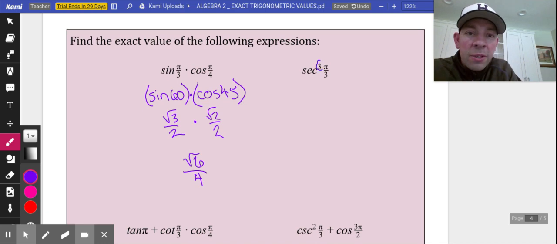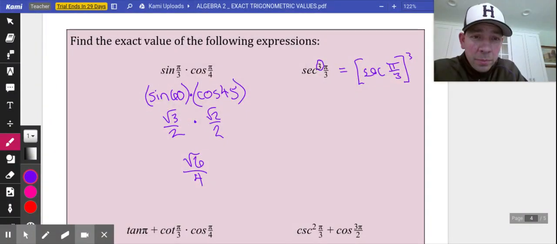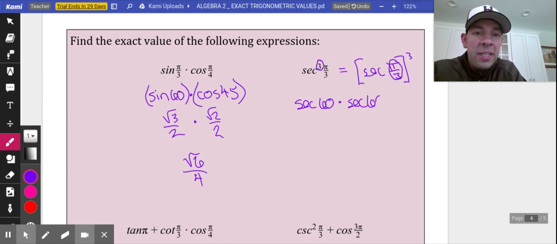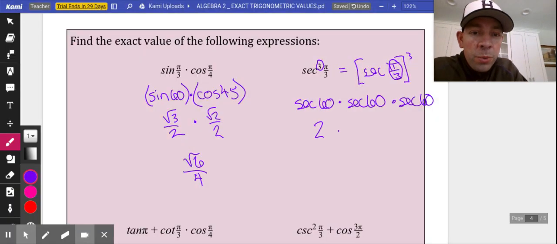Okay, this cube sign is really, really tricky. And I want you to lock in here. I'm going to rewrite this first as the secant of pi over 3 cubed. So it's like saying, and that pi over 3 is just 60, okay, let's do the secant of 60 times the secant of 60 times the secant of 60. And now if we know that the cosine of 60 is equal to 1/2, we're just going to reciprocate that to get a 2. So 2 times 2 times 2 makes a really nice 8.